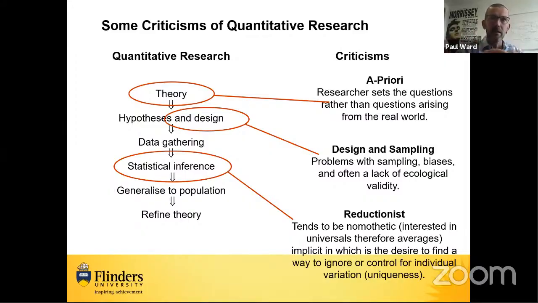We're not interested in looking at uniqueness or difference. Yes, we'll have a standard deviation, but we're less interested in the outliers in this kind of research, and we're more interested in the mean or the median. As opposed to qualitative research, where we're interested in the outsiders as well. We're interested in understanding difference. In quantitative research, we're not interested in difference, we're interested in the mean or the averages.